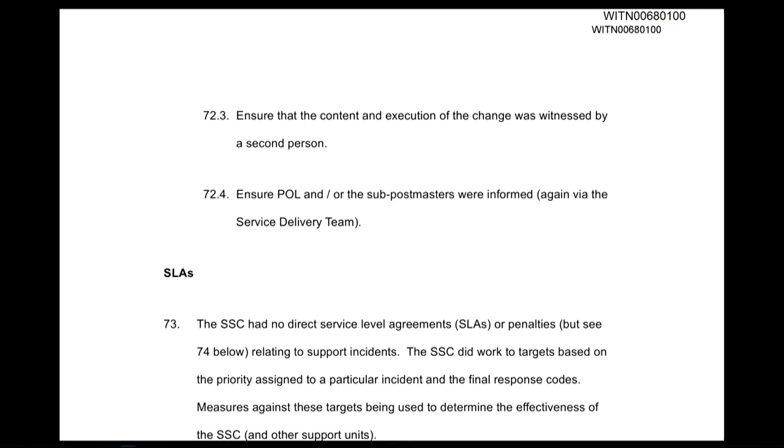And where you're referring here to the service delivery team, who are you referring to within Fujitsu? Roles, please. It's the team I was referring to earlier in our discussion, who had various service managers who would be responsible for different parts of the system, and that could collectively be termed the service delivery team. Did you expect sub-postmasters to be informed on each occasion that changes were made to financial data concerning their counters and their branches? Oh, yes.